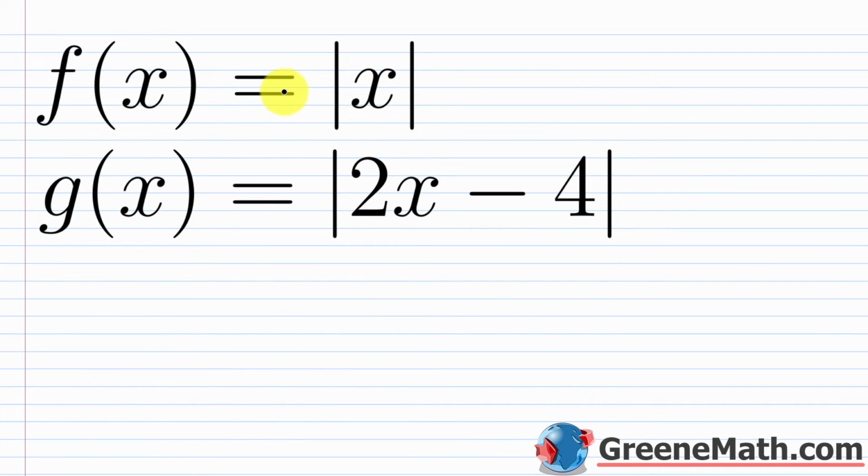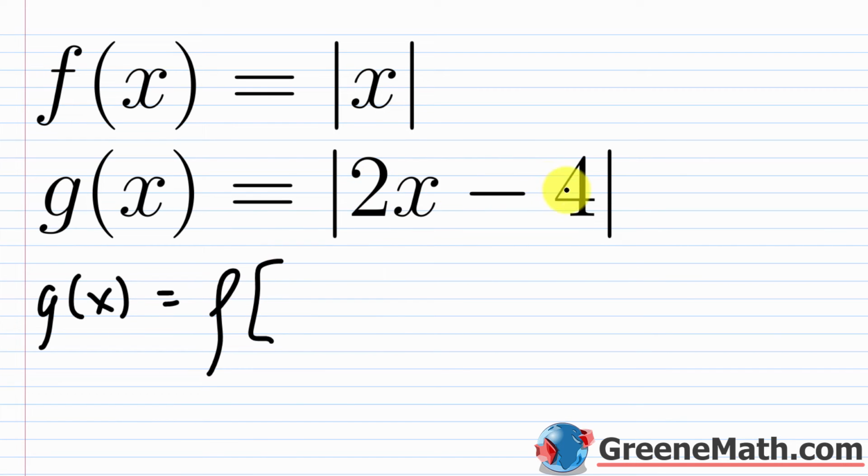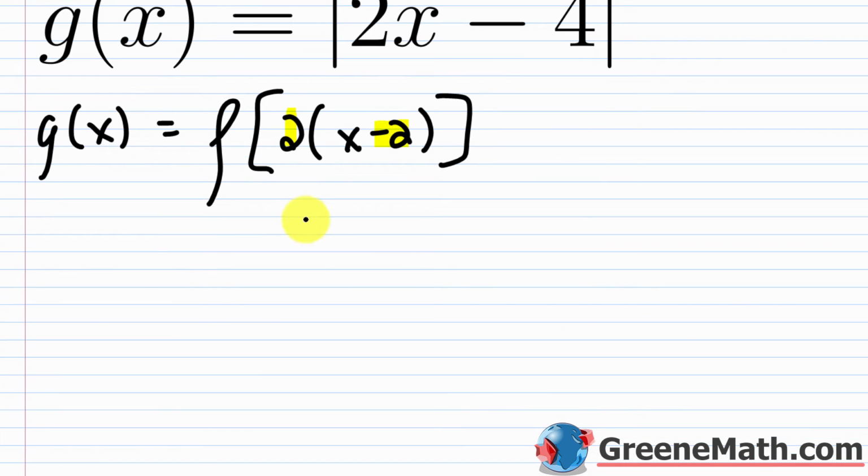So we have f of x equals the absolute value of x, and then g of x equals the absolute value of 2x minus 4. So if you want, again, not necessary, you could write this as g of x is equal to f of, again, this gets plugged in there, and I'm going to factor. So 2 times the quantity x minus 2. Let's close all that down. So this right here is done first, and this is done second. Let me write that as this is 1, and this is 2.